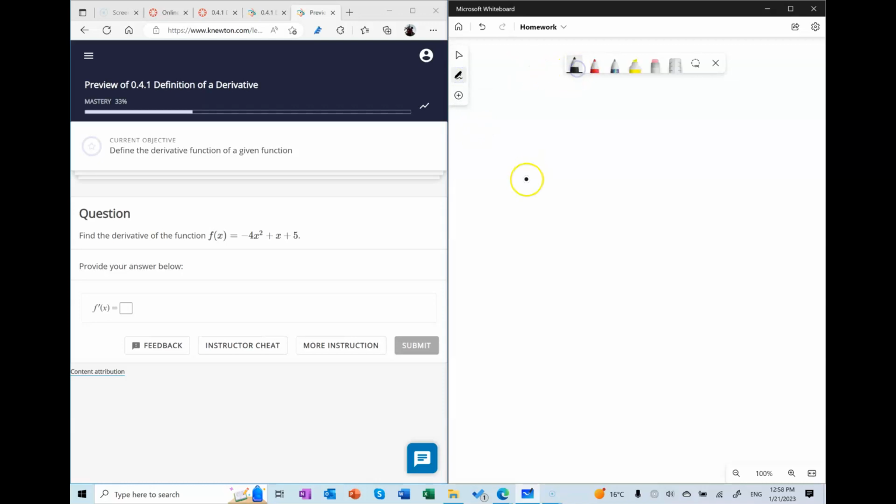And in this case, it may imply that we have to use the definition of a derivative. That is, we have to set it up like this. The limit as h goes to 0 of f of x plus h minus f of x divided by h. So if we do that using the definition, here's what we have.